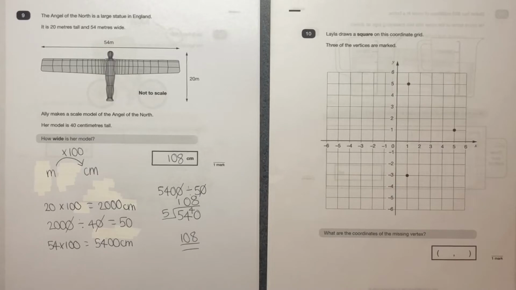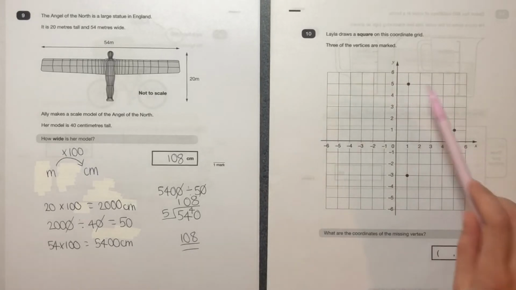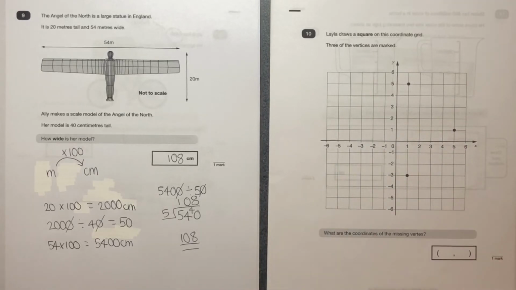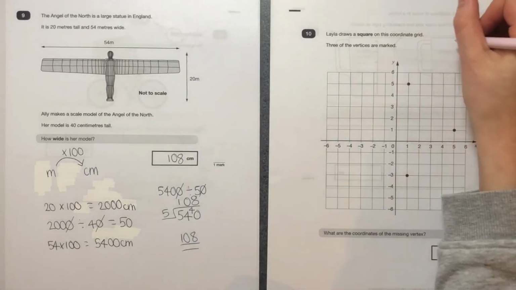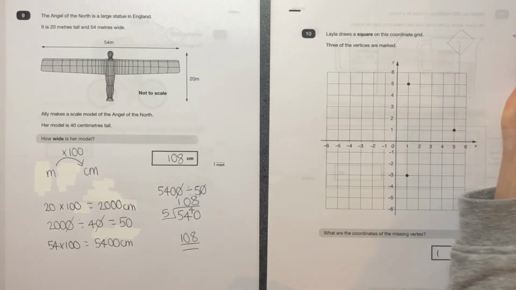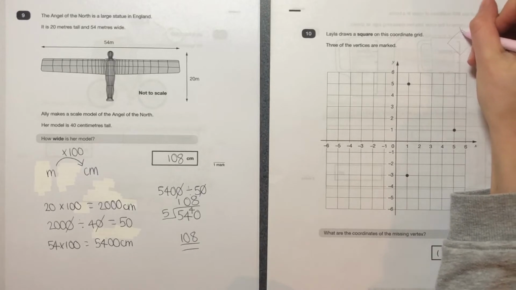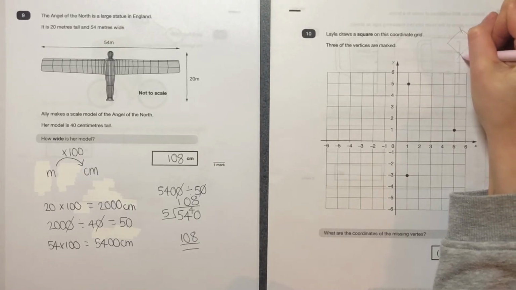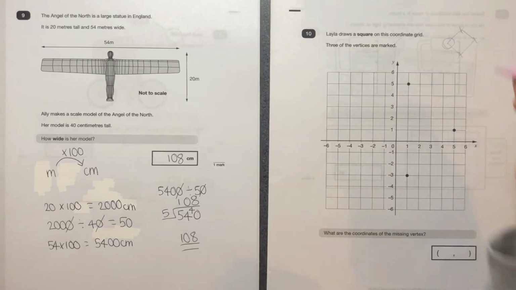Question 10. Layla draws a square on this coordinate grid. 3 of the vertices are marked, which is here, here, and here. What are the coordinates of the missing vertex? Now, the square that Layla's drawing looks like this. These are the points that we have, and this is the missing point that we're trying to find.